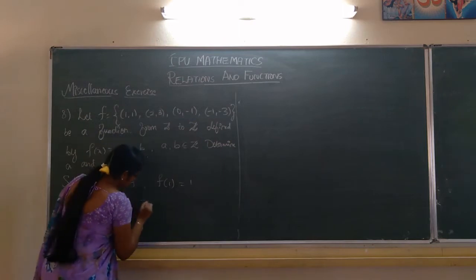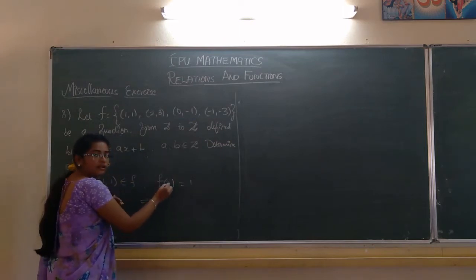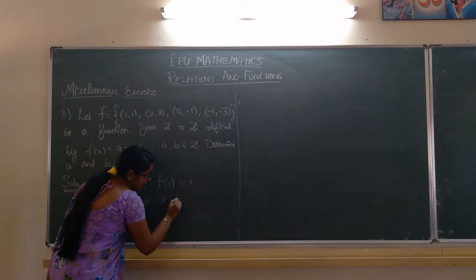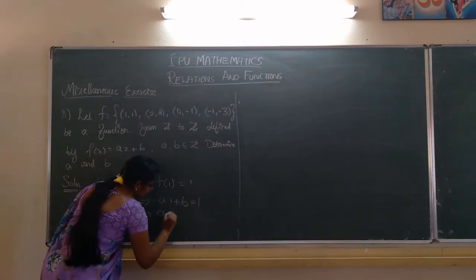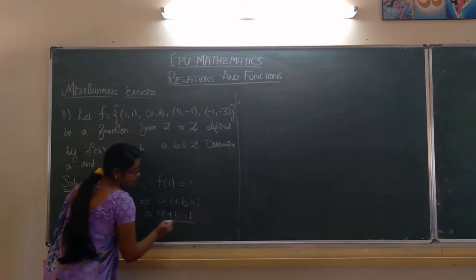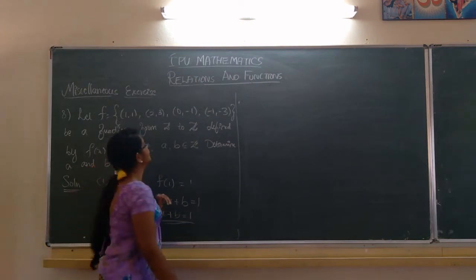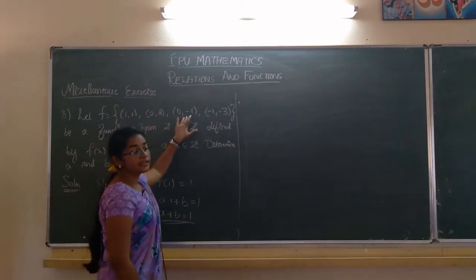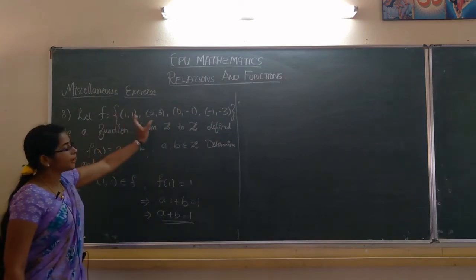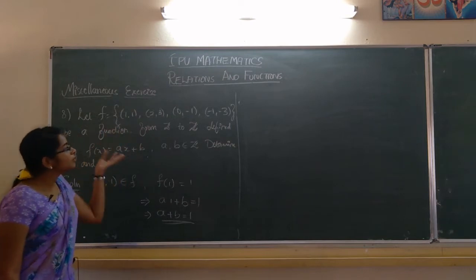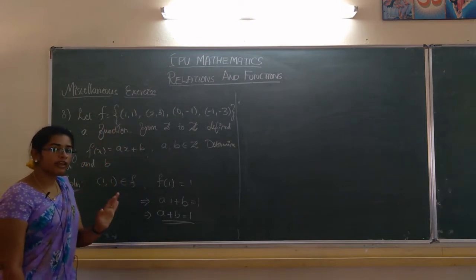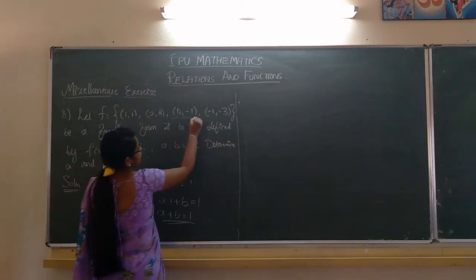Substituting that, what we will get? X is 1, so a into 1 plus b is equal to 1, that is a plus b is equal to 1. Okay, now coming to the third one. Look at those ordered pairs which are easy, like if we have 1, 0 and all, it's very easy to calculate.